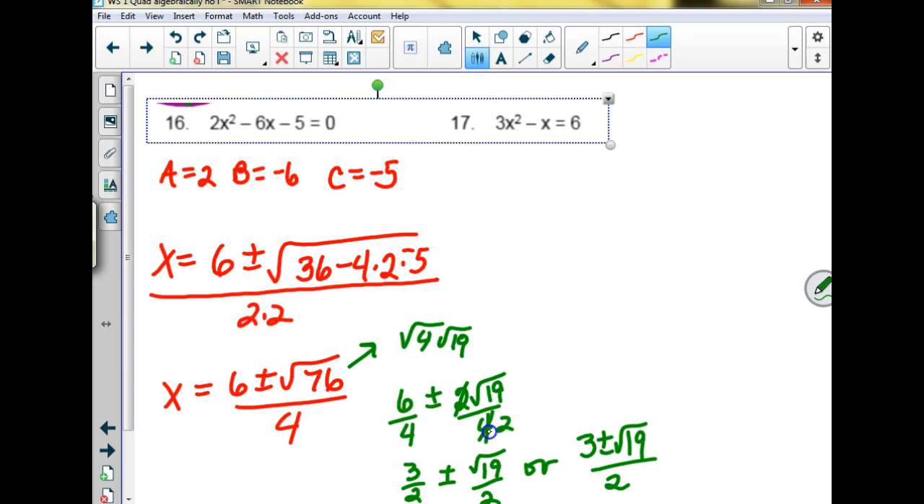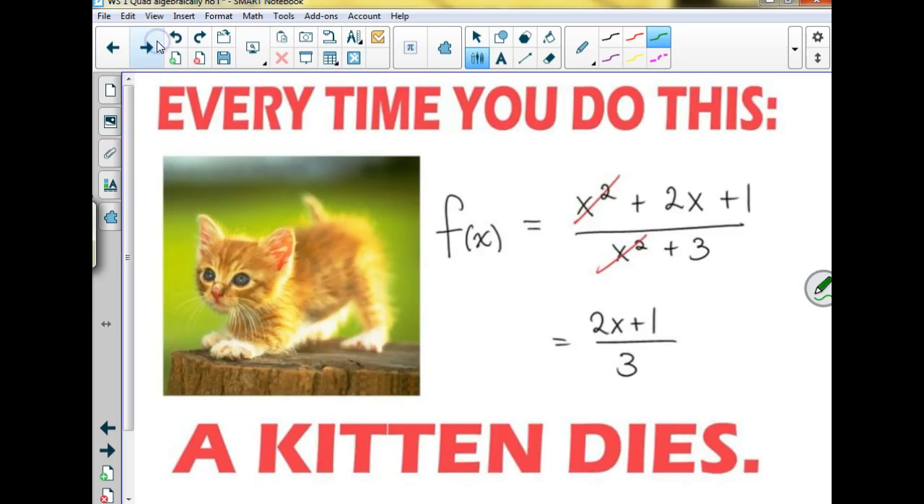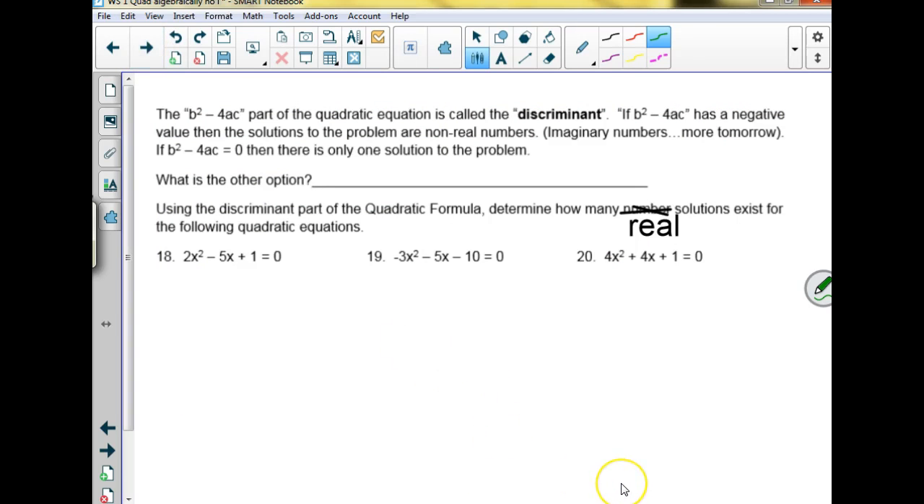All right. Do I have 2 minutes left? Okay. I'm going to come back to 17 if I have time. I want to talk about the discriminant. The discriminant is B squared minus 4AC. It's the part under the radical. It does not include the radical. It's just B squared minus 4AC. So on this question, what's B?